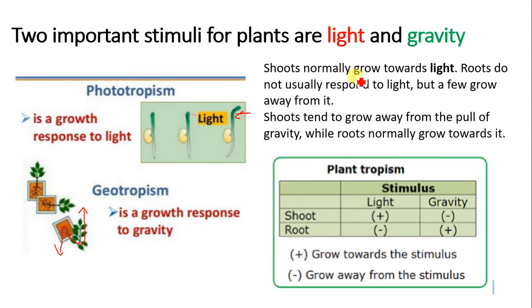Now, shoots normally grow towards light. Roots do not usually respond to light, but a few grow away from it. Now, shoots tend to grow away from the pull of gravity, while roots normally grow towards gravity.